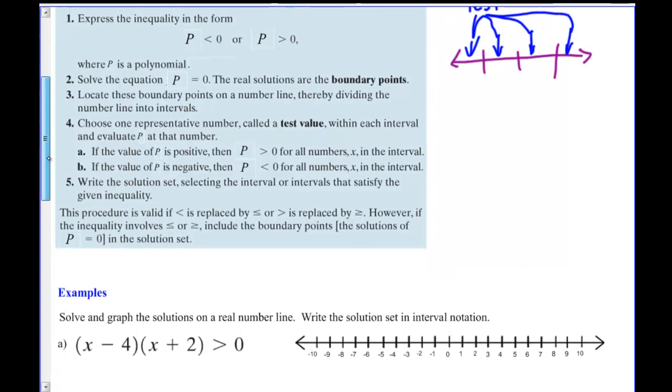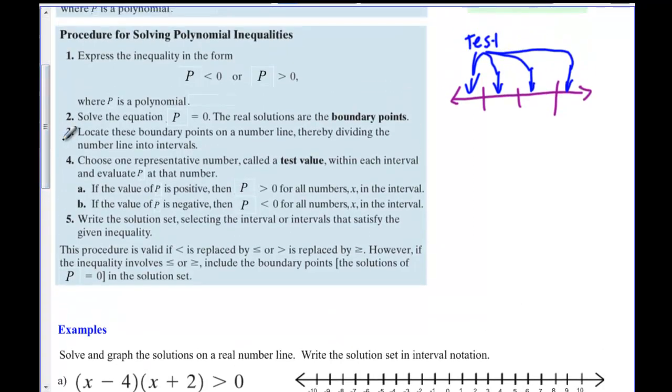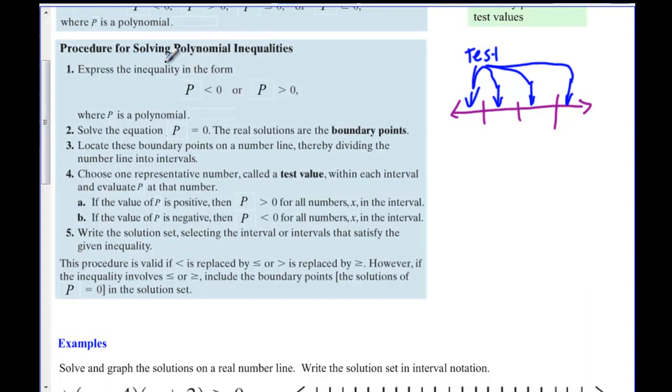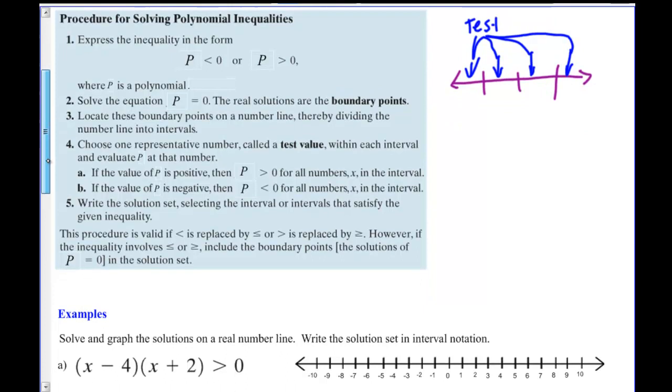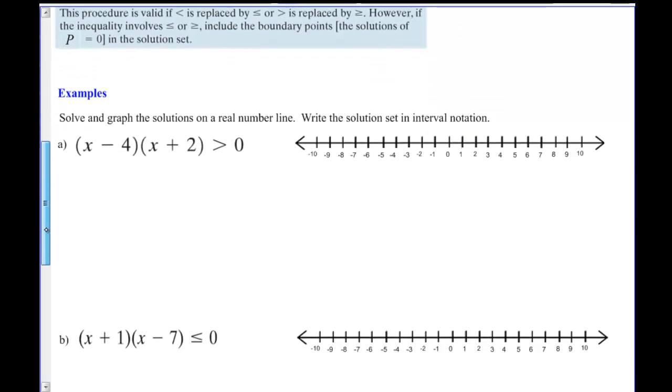Then we're going to go through, whenever it's a test value, it's exactly that. That means we're going to take that value that we picked and test it to see if it's true. So we're going to plug it into the polynomial inequality. We've got everything on the left side and a 0 on the right. We're going to plug it into that and see if it's true. Once we figure out which of these intervals is true, then we can go through and write our solution. So it's not quite as bad as it sounds.